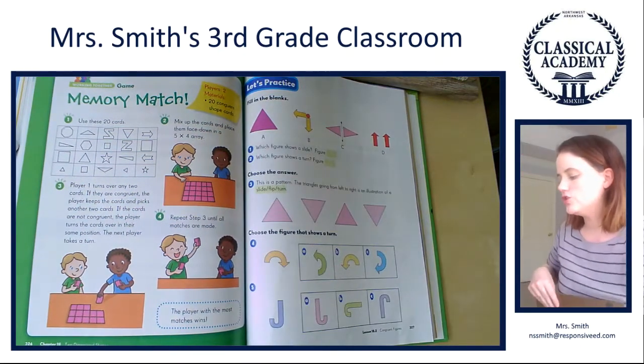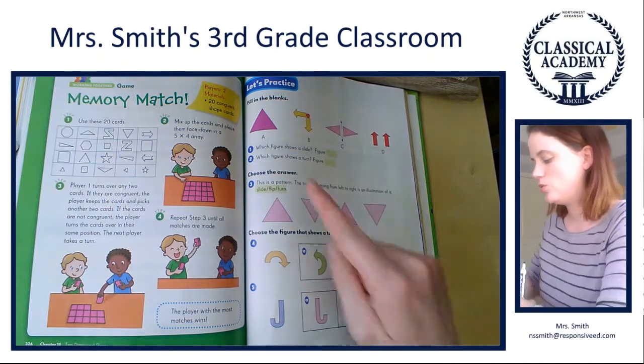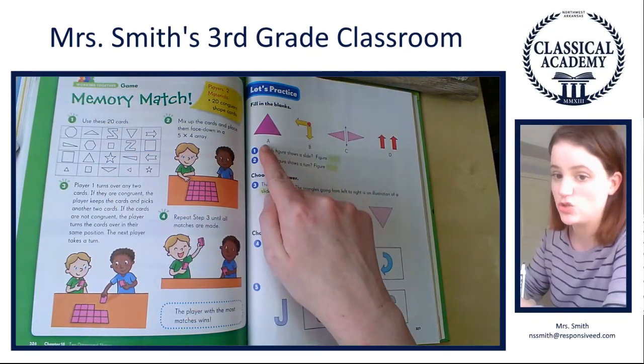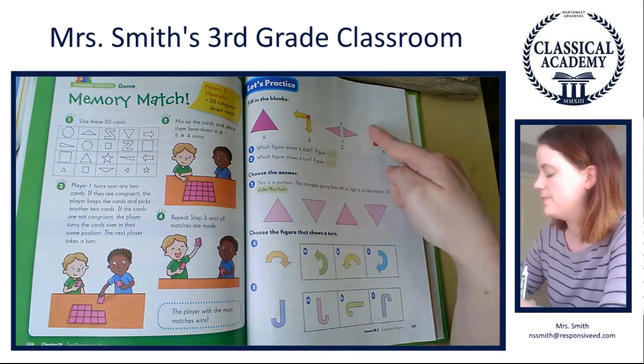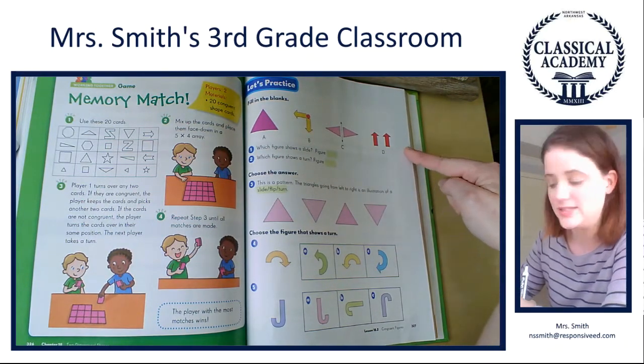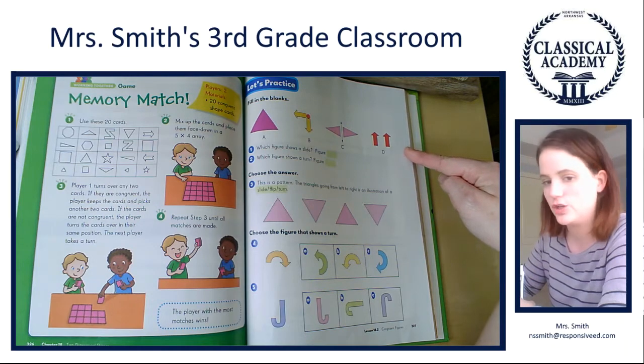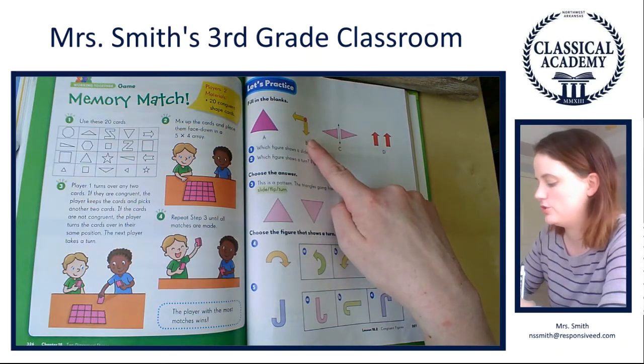Which figure shows a slide? Which ones of these show a slide? Well, A just shows one shape. B shows a turn. C shows a flip. D shows a slide. The answer is D. Which one shows a turn? Figure B shows a turn.